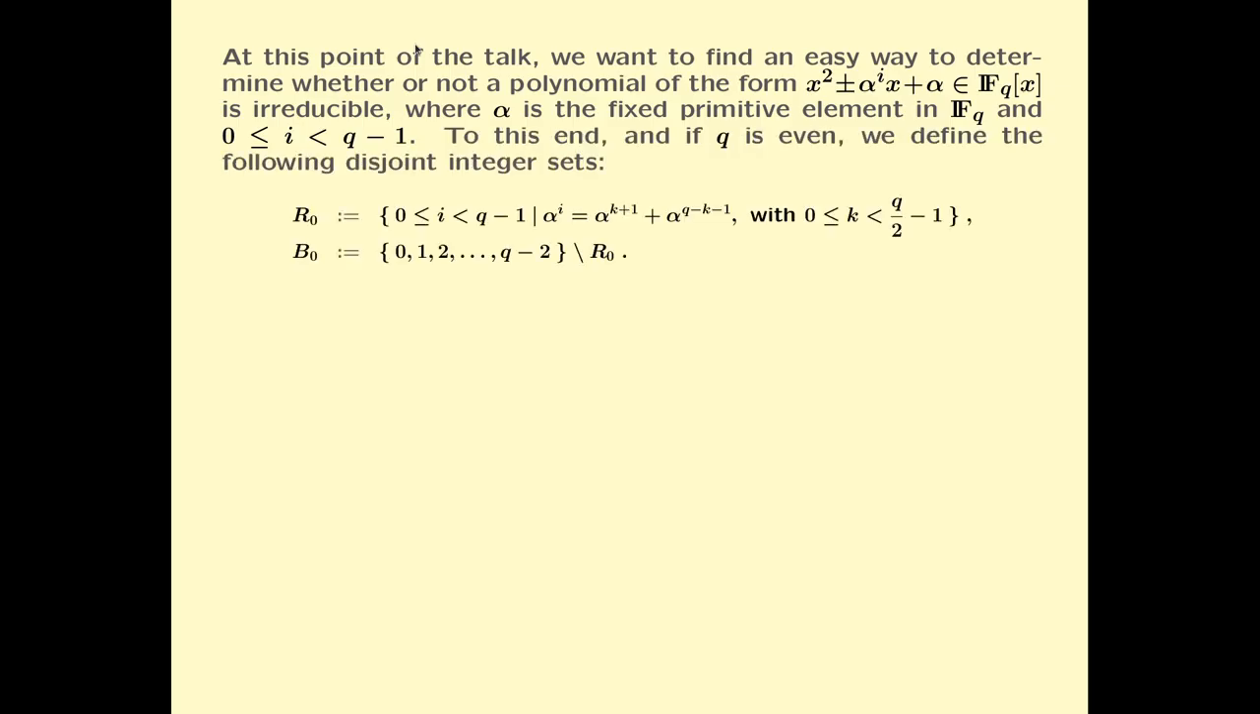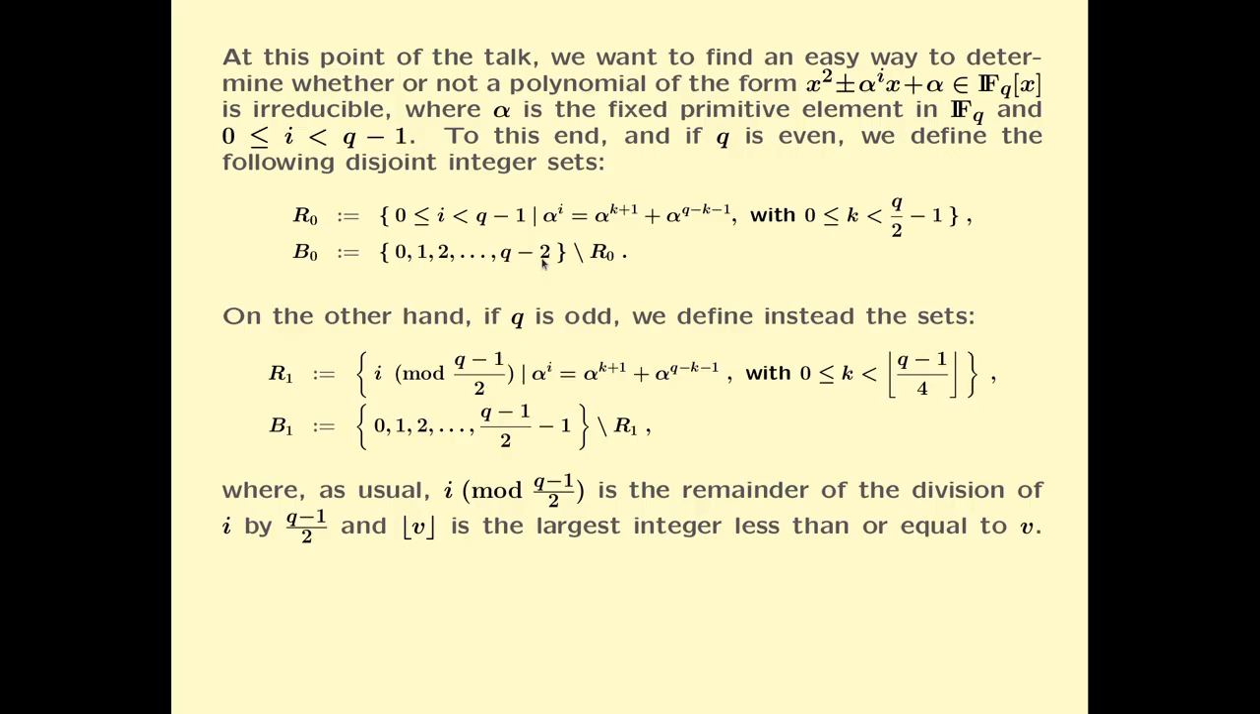To this end, if Q is even, we define the following disjoint integer sets: the set capital R0 and the set capital B0, defined in this way. As we can see, these two sets are indeed disjoint, and the union of these two sets gives us the set that goes from 0 to Q minus 2.